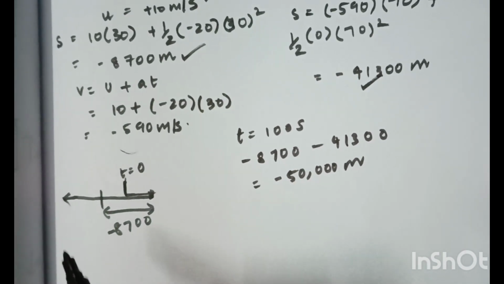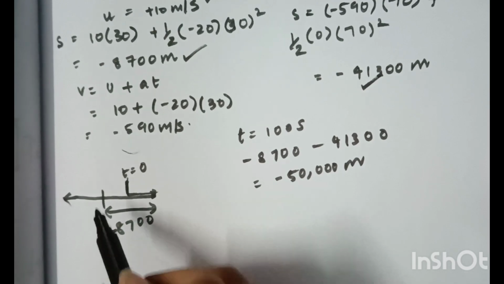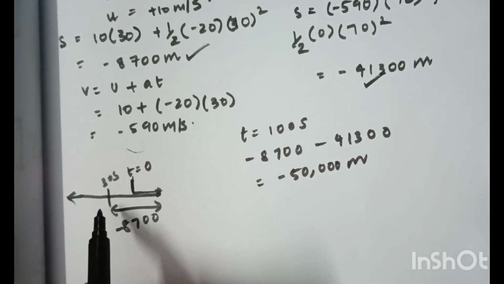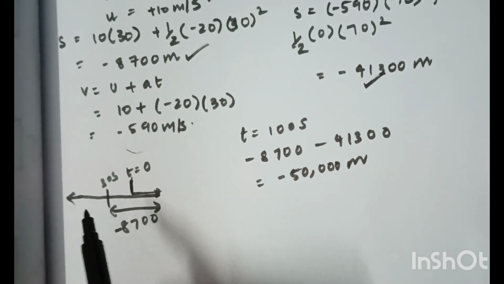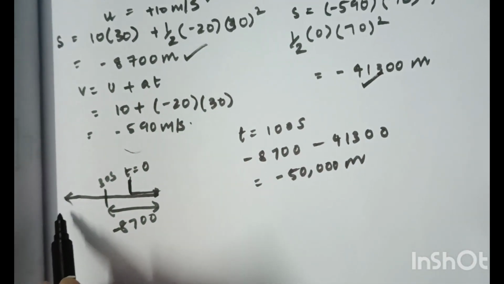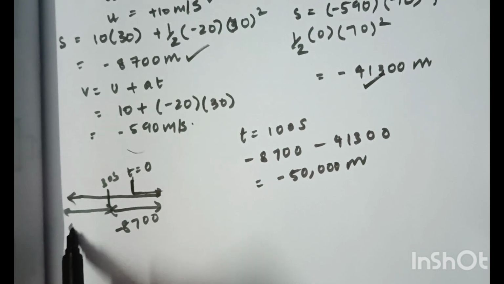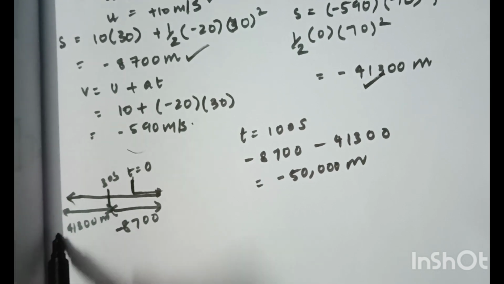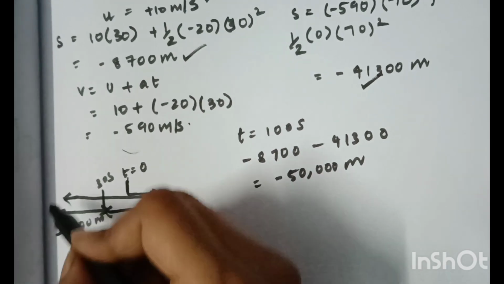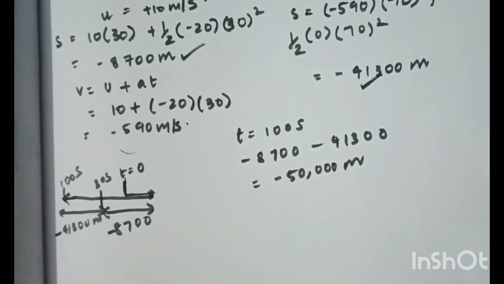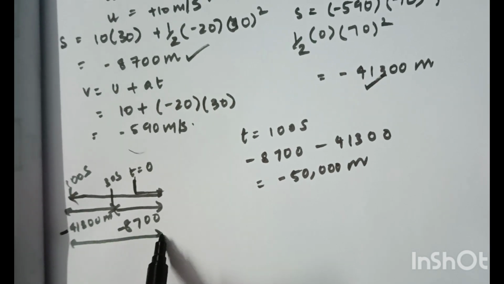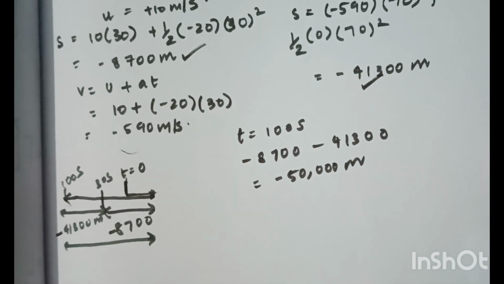Okay, and further we are applying the equation of motion from 30 seconds to 100 seconds, and in this interval it is moving a distance of 41300 meter. Okay, but what is asked in the question? What is its position at 100 seconds? So this is 100 seconds, and its position at 100 seconds is, we have to add this whole thing, that is minus 50,000 meter.